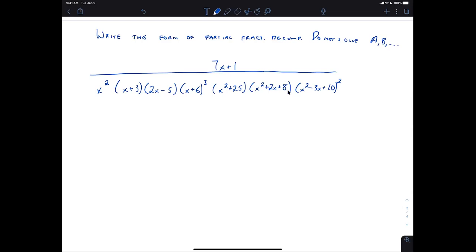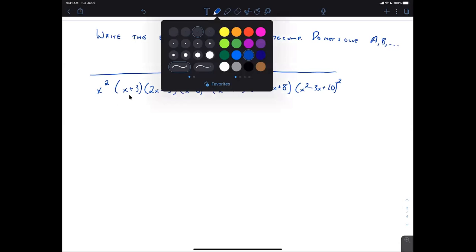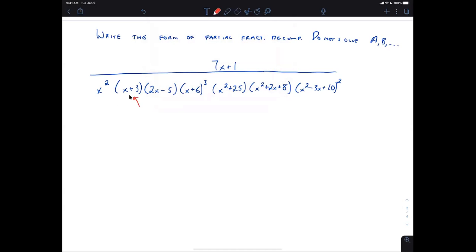Any questions? Okay, now the different things that can happen is you can have what's called linear factors. That's when x is to the first. You can have a linear factor like this that is repeated. So it's linear because it's x to the first, but it's there 3 times. Does that make sense?